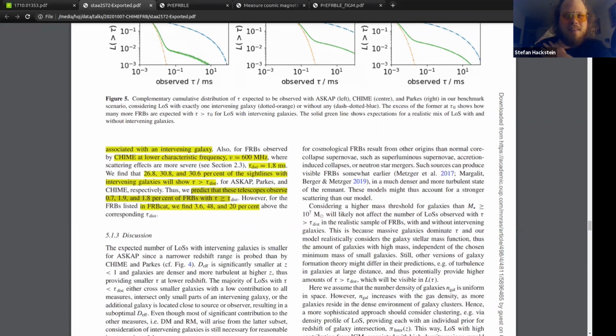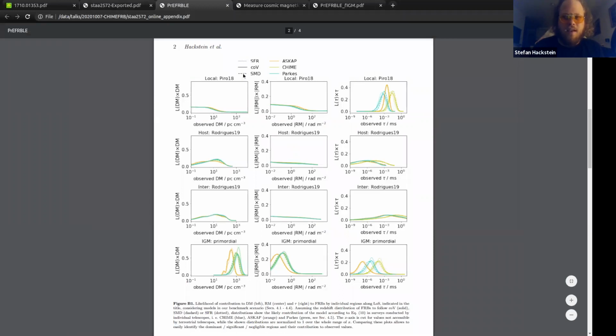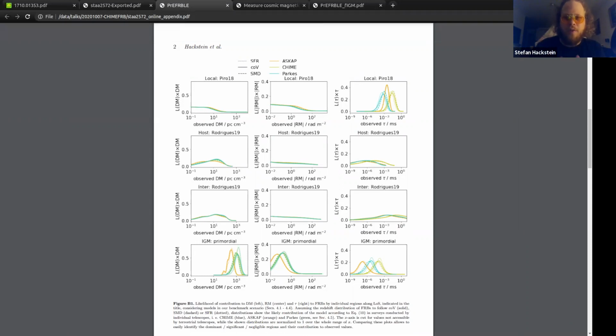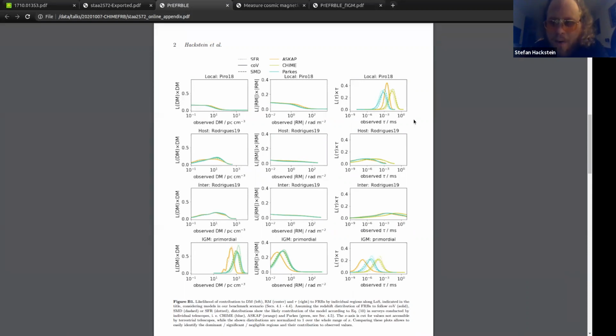This suggests that there is another part along the line of sight which also produces a high amount of scattering. While taking a short look into the appendix, where you can find a rather nice set of plots, you can find the expected contribution from the local environment, from the host environment, from the intervening galaxies, as well as from the intergalactic medium. So their expected contribution to what we see at Earth. On the left, you can see dispersion measure. In the center, you can see RM. And on the right, you can see the temporal broadening. We only focus on this for now. You can have a look at the other ones later on.